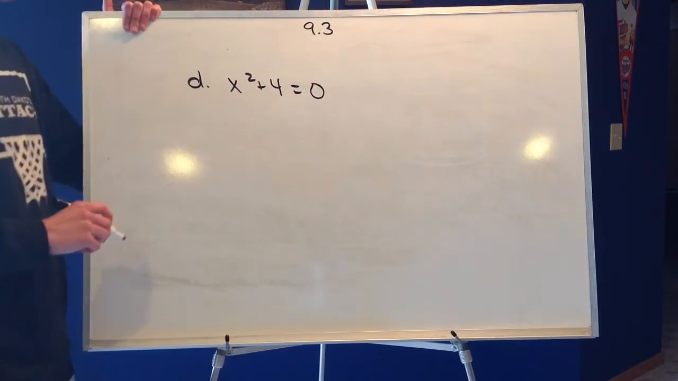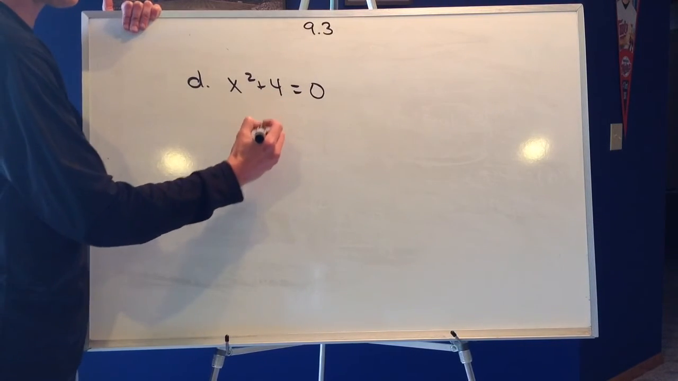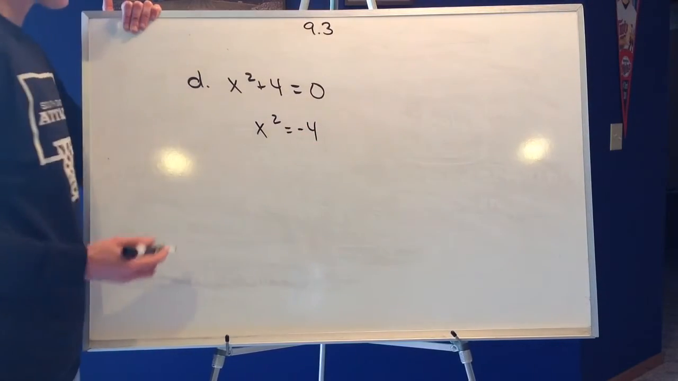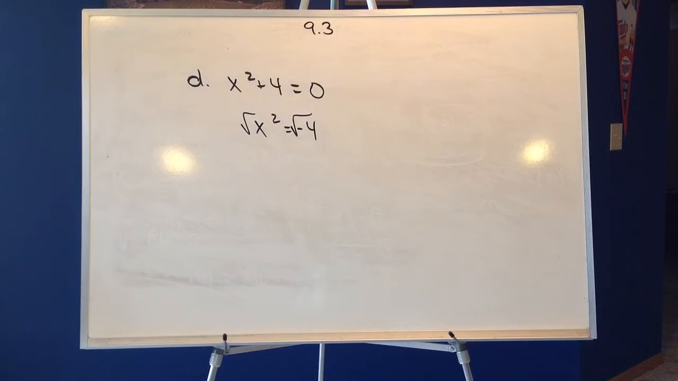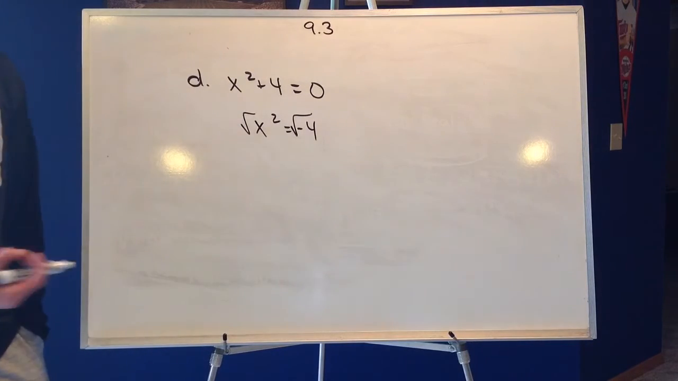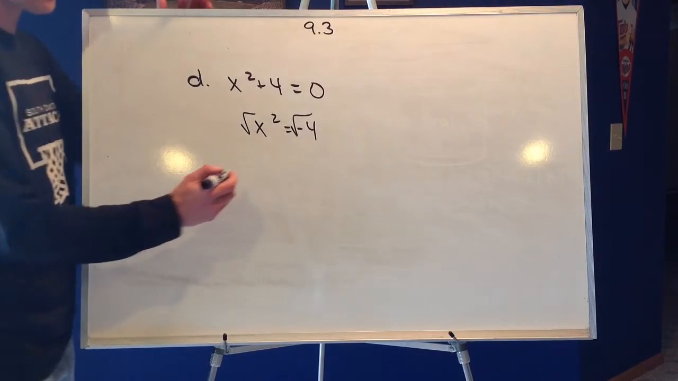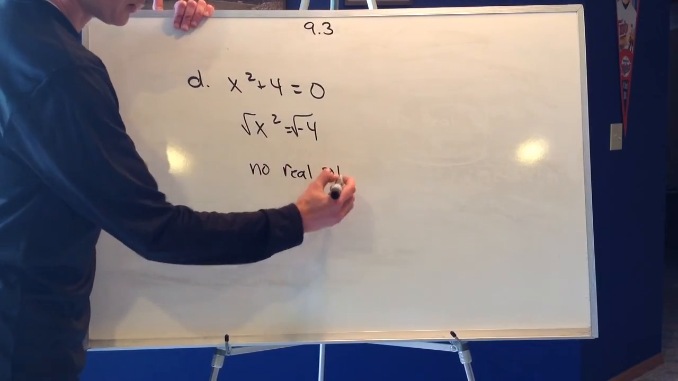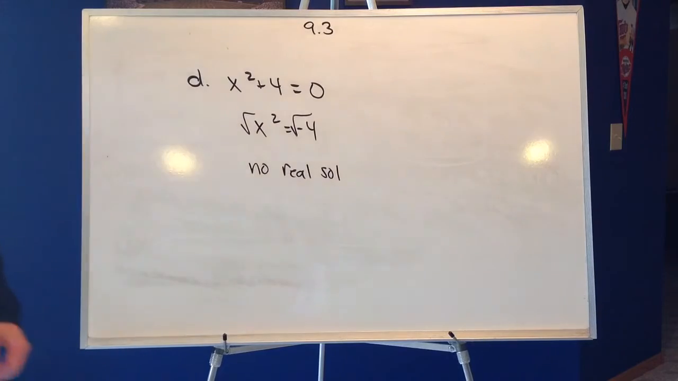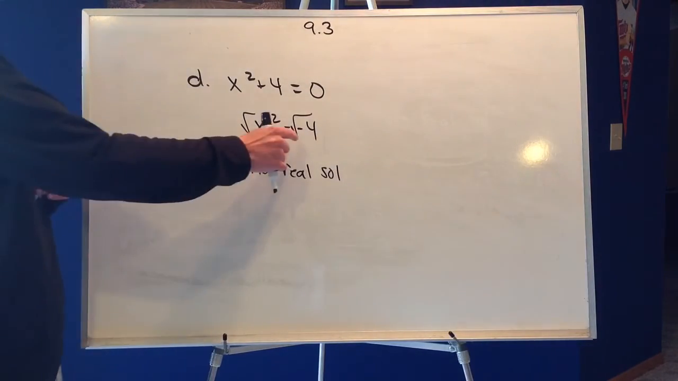All right, so last one we got here. Again, I want to get the x squared by itself, so I would subtract the 4. Now you're going to notice something. When I go to take the square root, if you put that square root in your calculator, it's going to tell you error. Anytime you take the square root of a negative number, it's imaginary. And if it's imaginary, then that means that we actually have no real solutions. So once you take the square root, if it's a negative number, you will have no real solution.